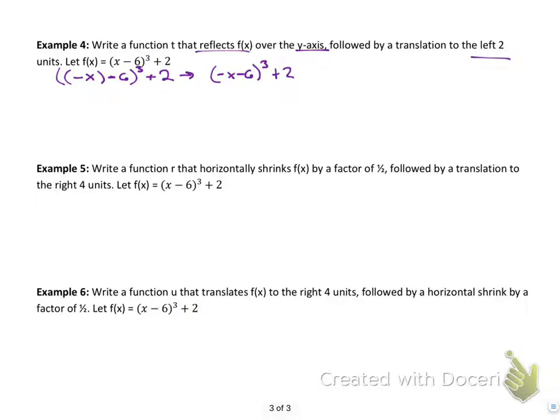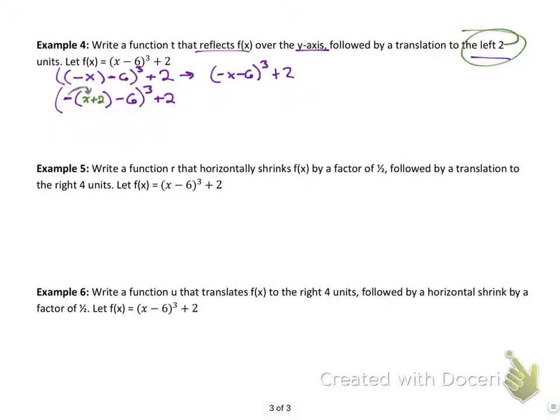So instead of x, again, we're putting parentheses. Now this is where people get confused. The negative is in front of x, so it ends up being negative parentheses minus 6 all cubed plus 2. And that movement to the left 2 units, that's going to go in here. And because it's to the left, it's going to be x plus 2, because inside we do the inverse.